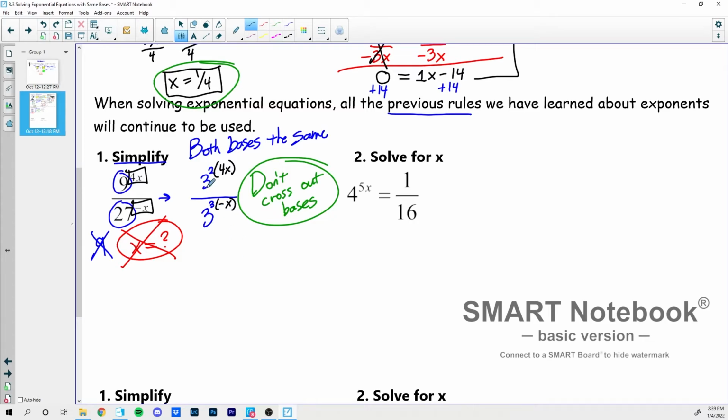So in order to do that, we're going to use one of the rules from last semester, which is if you have something like this, where they're both the same base, and there's division, okay, so I have this divided by this, I can take the exponents and subtract them.